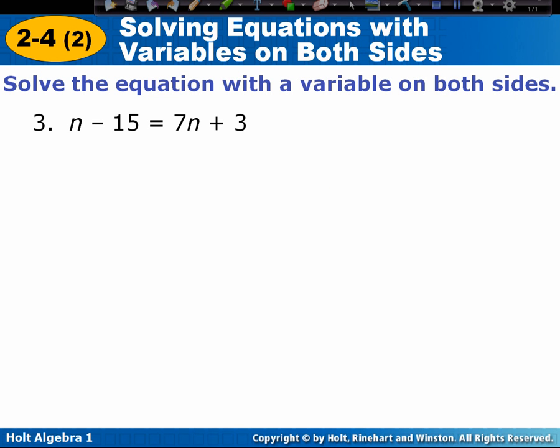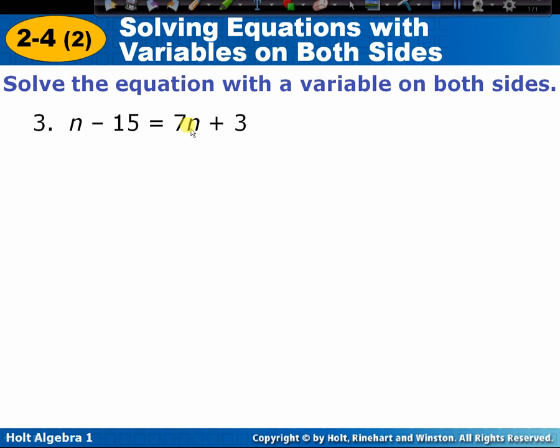Again, we're going to use the same 5 steps that we've been using. First of all, is there any parentheses? No, there's not, so we can move on to step number 2. Step number 2, ask if there are any like terms that we can combine. And if we look at this side, there are no like terms. And if we look at this side, there are no like terms because the 7 has an n and the 3 does not. And here we have an n and the 15 does not have an n.